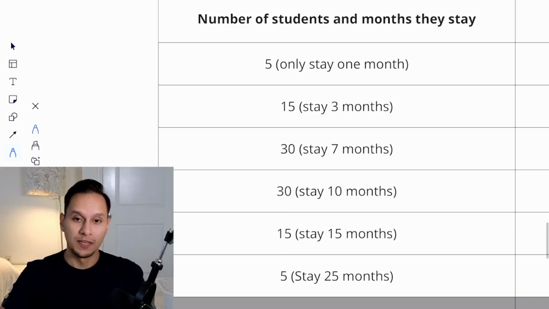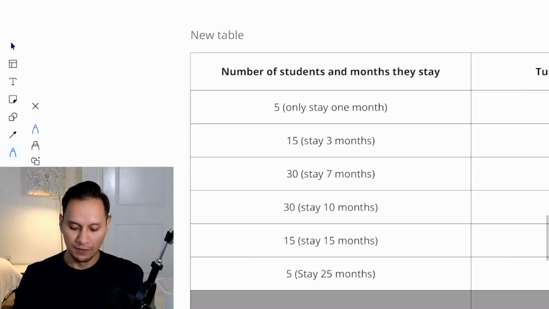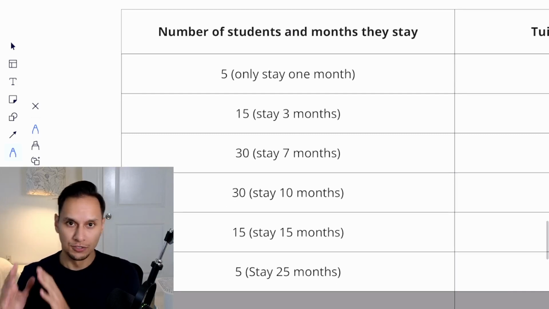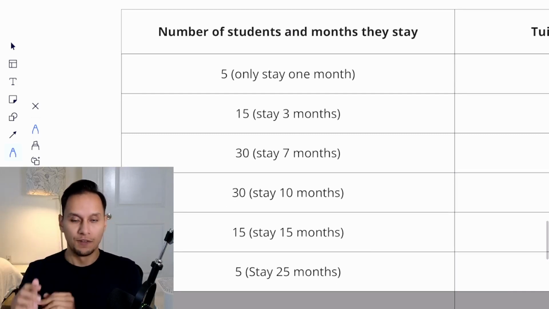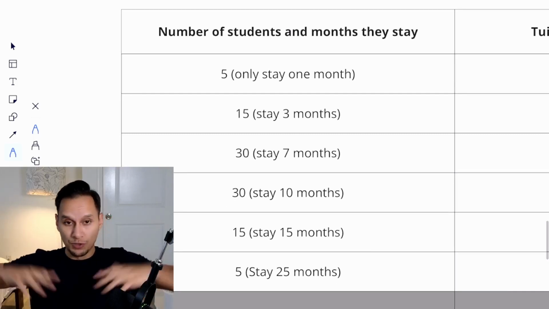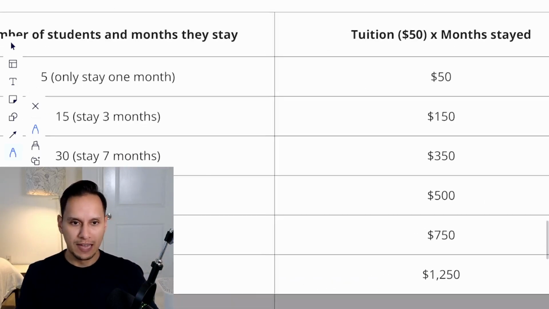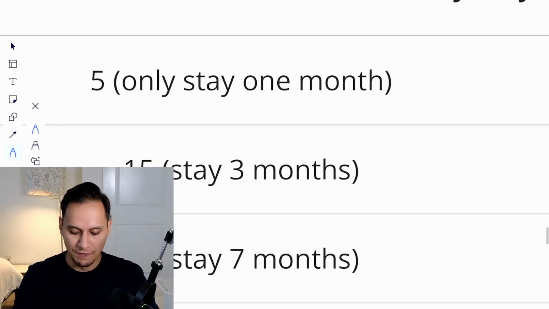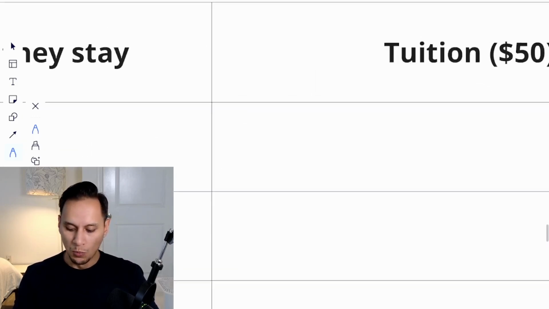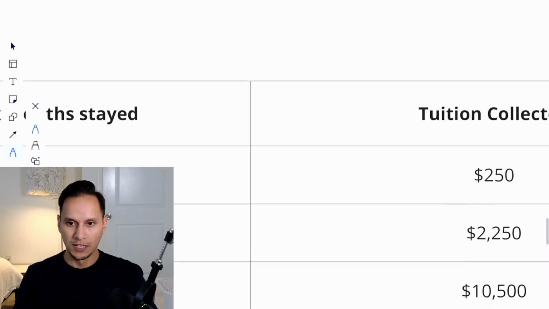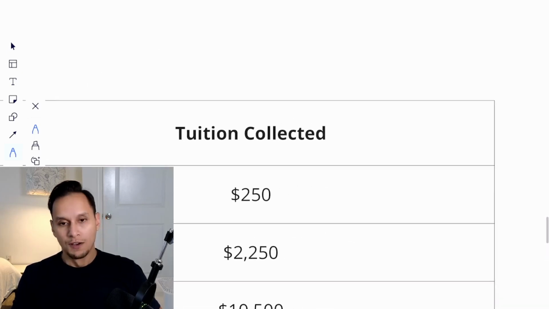So out of the 100, there are some people that are going to drop off right away, and there's probably going to be a small percentage that are going to stay with you for a really long while. And so I've calculated here: let's say you have 5 people who stay with you 1 month. 1 month is $50 because you're charging $50 tuition. So the money collected here, 5 students times $50 a month, is $250 in tuition collected.